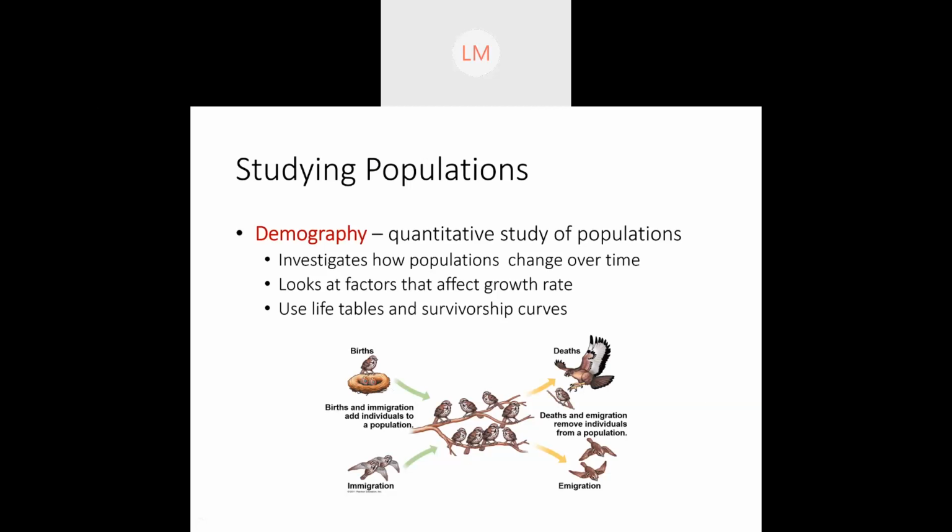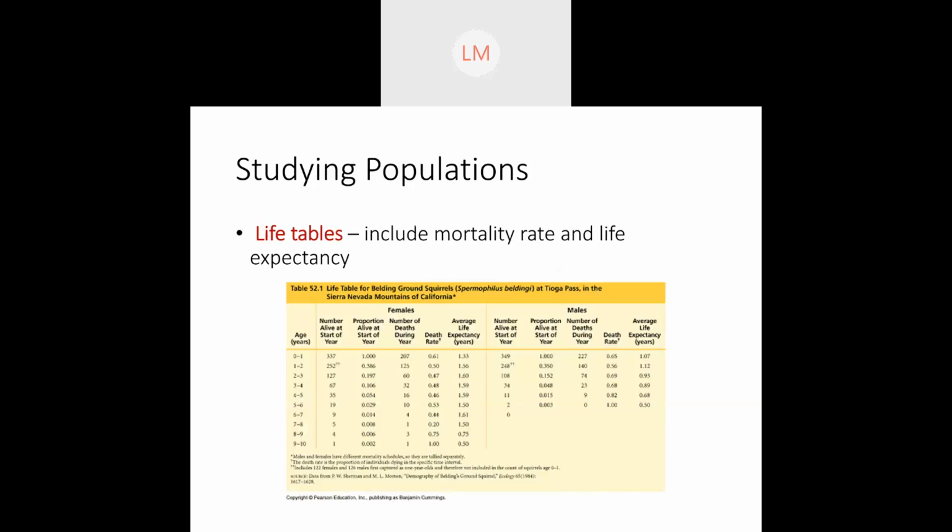And with this, they use two primary methods. There are things called life tables, and then there's also something called a survivorship curve. A life table is just a table of information that includes mortality rate and life expectancy. It's often broken up into the age range or the cohort range of the organisms. Here we're looking at ground squirrels. You can see this far left column is the age group. We have 0 to 1, 1 to 2, all the way up to 9 to 10. This is how scientists divide up the information that they're seeing.